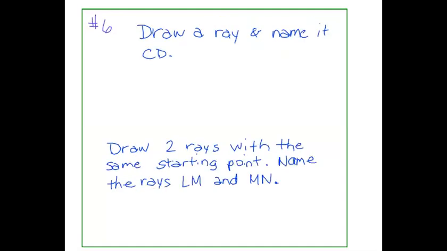For this problem, and you don't have to write these words down here, but I needed to write them so that you could see it. Draw a ray and name it CD. Then I want you to draw 2 rays with the same starting point. Name the rays LM and MN. And that's it for this one. Not too bad, huh? You got this.